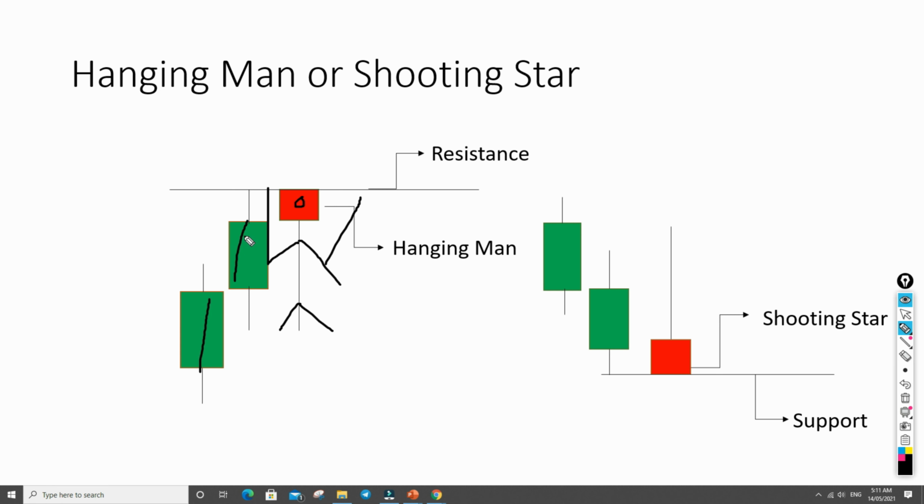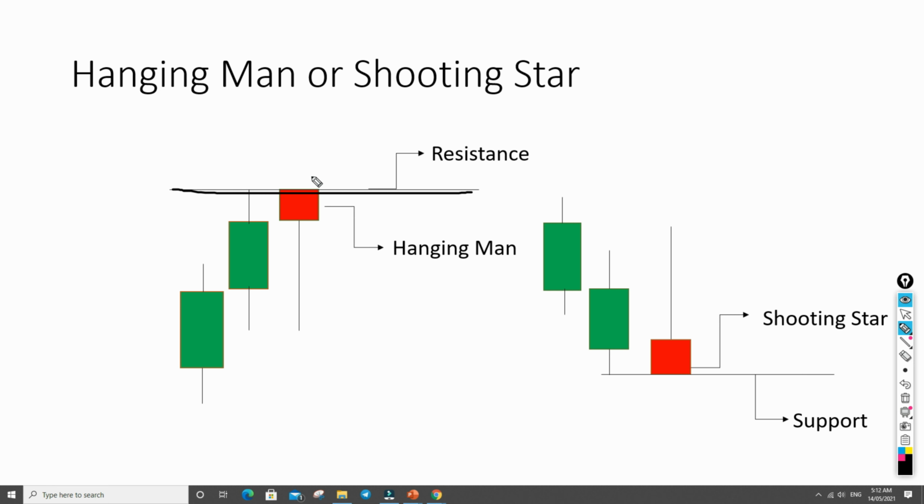So the buyers came, and at this point what happened? There is a resistance, and the buyers could not break this resistance. The sellers took control, and finally the buyers came again, but they could not break this resistance. That means the price closed back below this resistance, which is a sign of sellers in control. Now you might be saying, well, the sellers came, but at the end of the day, buyers took control. Yes, buyers took control, but they could not break this resistance.